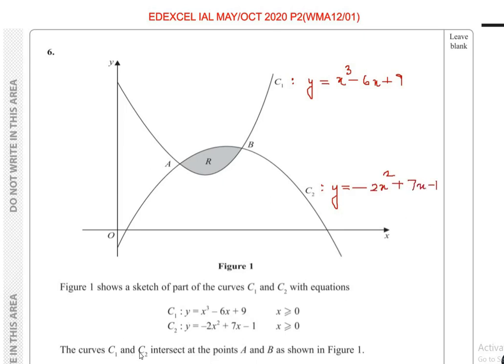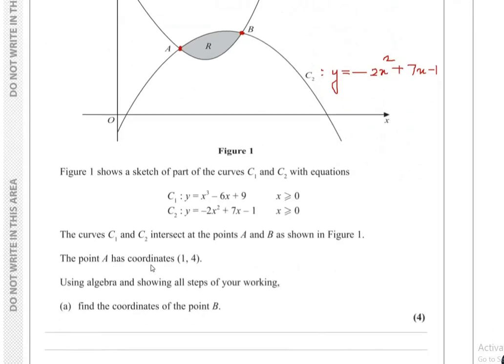The curves C1 and C2 intersect at the points A and B. So we can see that the curves C1 and C2 intersect. Intersect means they are meeting at the points A and B. The point A has coordinates 1, 4.